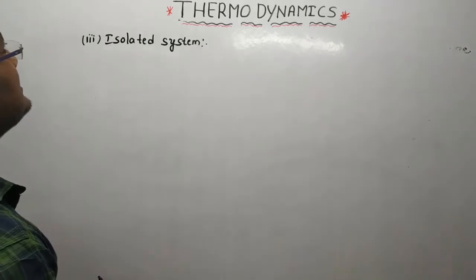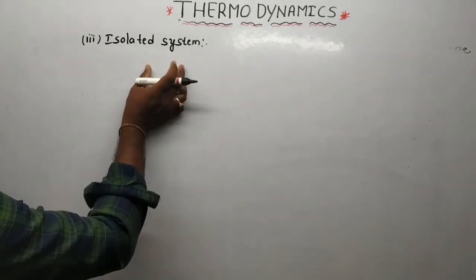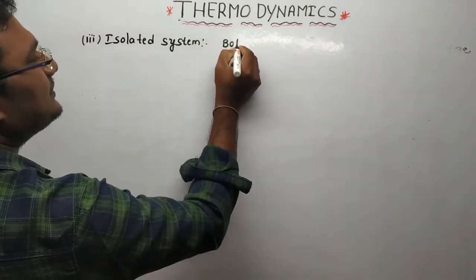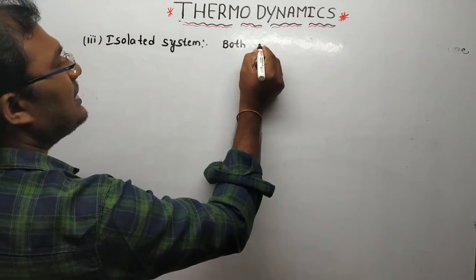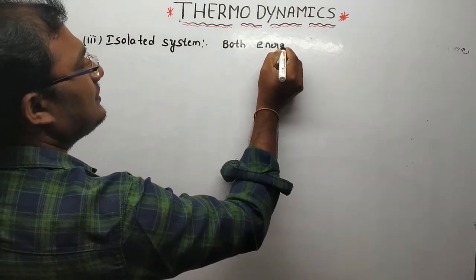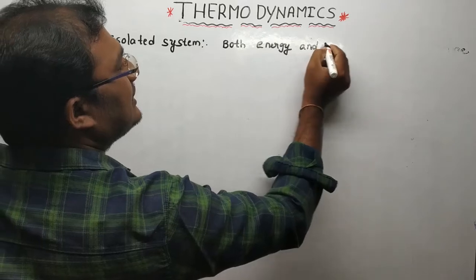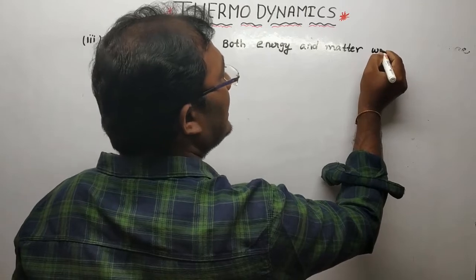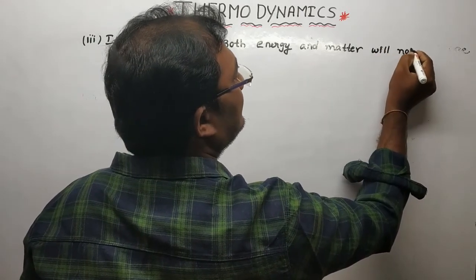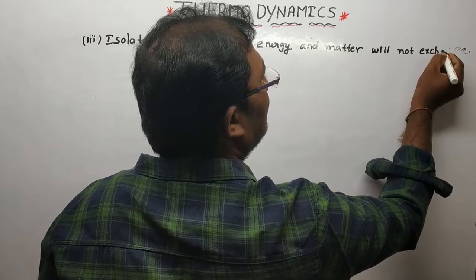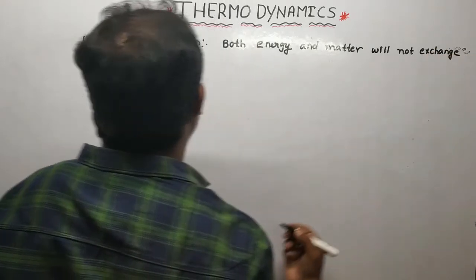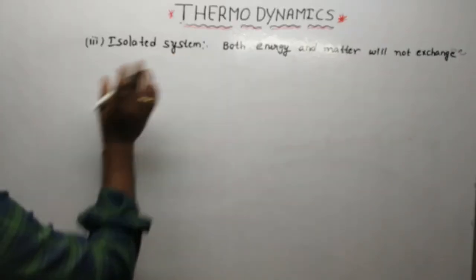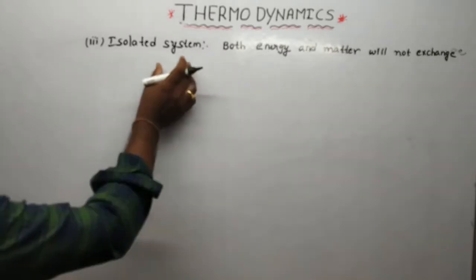The third system is isolated system. Isolated system is nothing but the system in which both energy and matter will not exchange between the system and surroundings. Such a system is called isolated system.